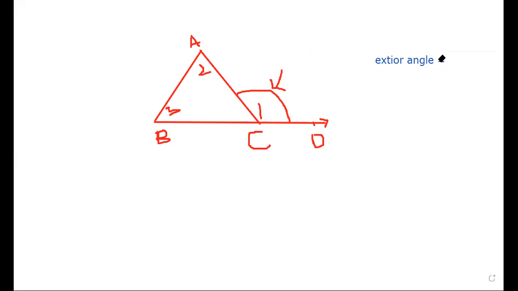So this is called the exterior angle. The exterior angle equals the sum of two non-adjacent interior angles. If I write 4 here, then angle 1 and angle 4 are called adjacent angles. But angle 1 and angle 2, and 3 and 2, are non-adjacent. 1 and 3 are non-adjacent. Then the exterior angle equals the sum of two non-adjacent interior angles.